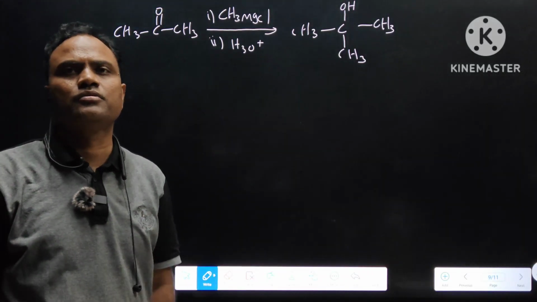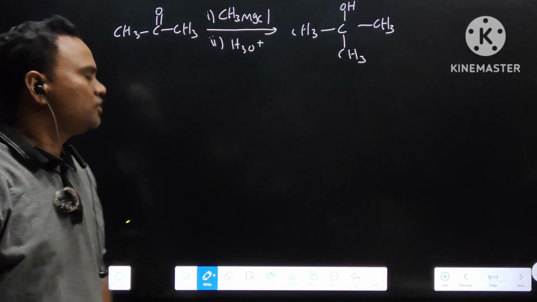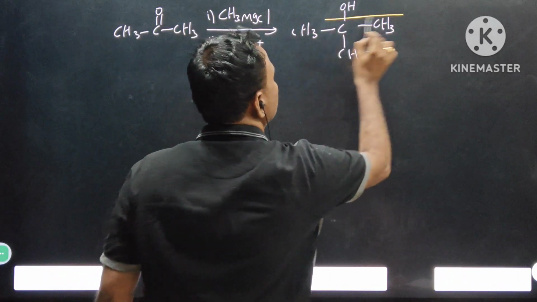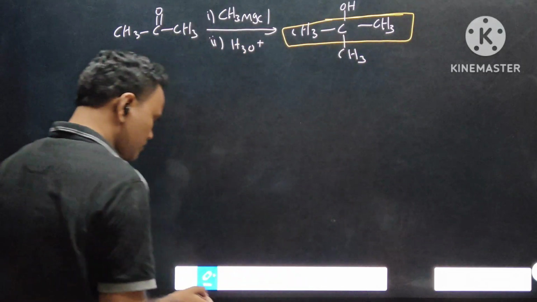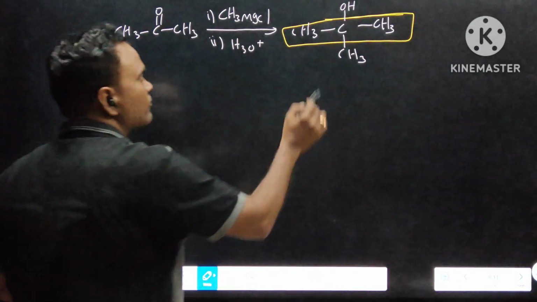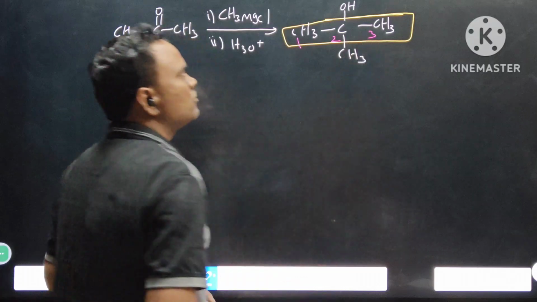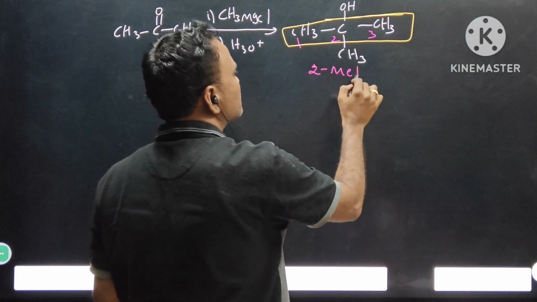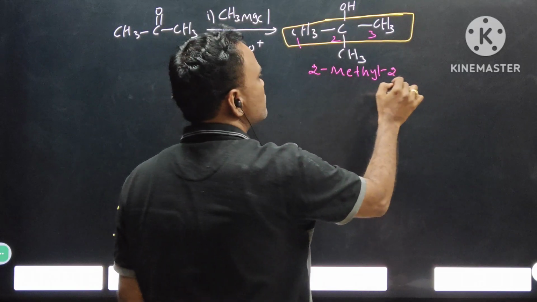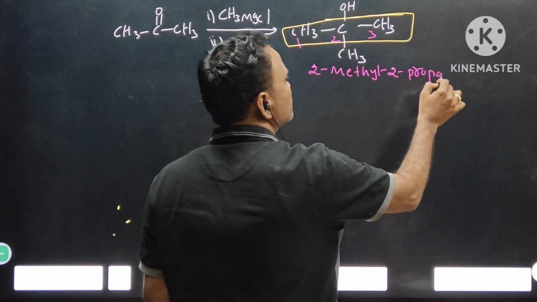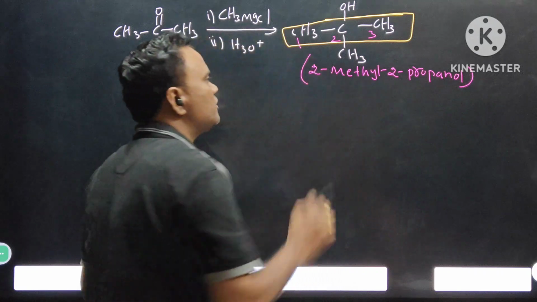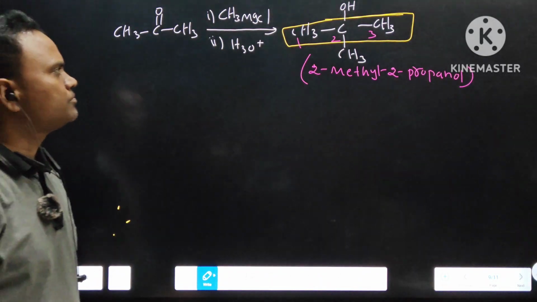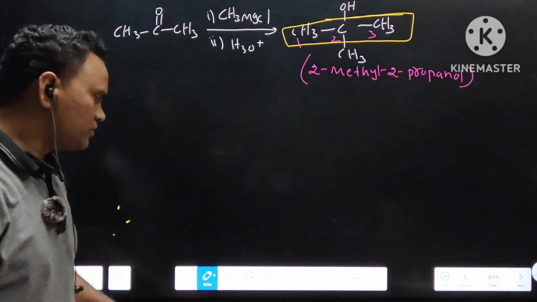Look at the product, all of you. What is its name? Give the numbering: 1, 2, 3. 2-methyl 2-propanol. 2-methyl 2-propanol is the product. Okay, right.